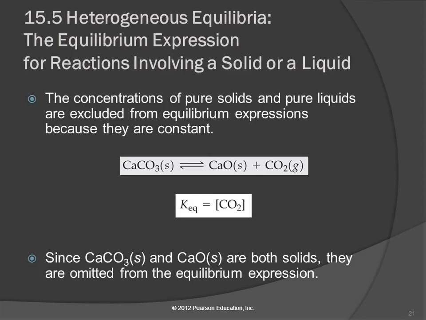So for a reaction like this, where we have calcium carbonate forming calcium oxide and carbon dioxide gas, the concentration of a solid is always the same, and so we don't include the reactant or the product, this solid, in the equilibrium constant. We only have the concentration of the gas. And so the equilibrium constant is going to equal the concentration of the carbon dioxide gas that's formed.